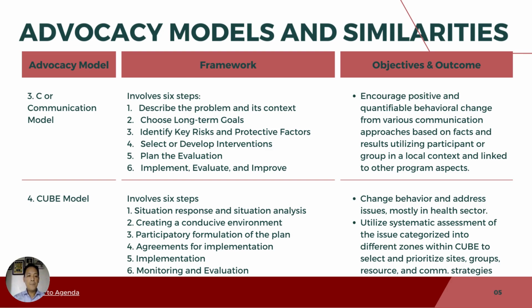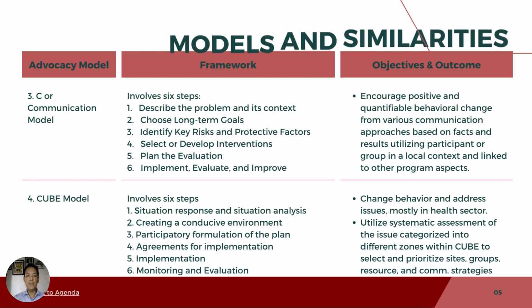And the last one is the cube model. So it involves 6 steps. First is the situation response and situation analysis, followed by creating a conducive environment, participatory formulation of the plan, agreements for implementation, actual implementation, and monitoring and evaluation. And the objective and outcome would also include the change in behavior in addressing issues. So this one uses a systematic assessment categorized into different zones within a cube. So for example, prioritizing the sites, group, resource, and communication strategies.